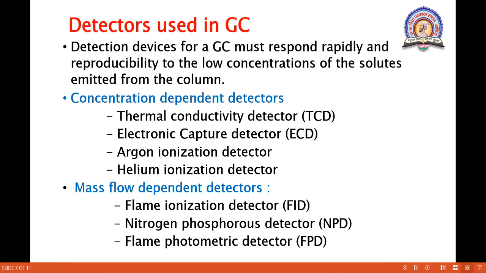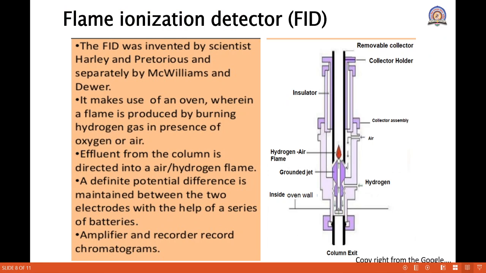Thermal conductivity, electron capture and flame ionization detectors are what we are going to discuss in today's lecture. So we start with the first, that is the flame ionization detector. This detector is a mass sensitive detector, and it was invented by the scientists Hurley and Pretorius, and separately by McWilliams and Dewar. So these scientists invented this FID.